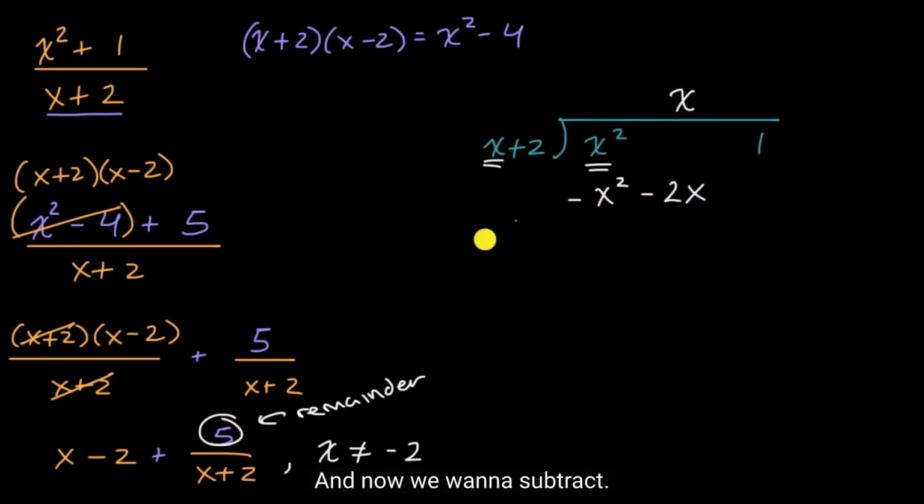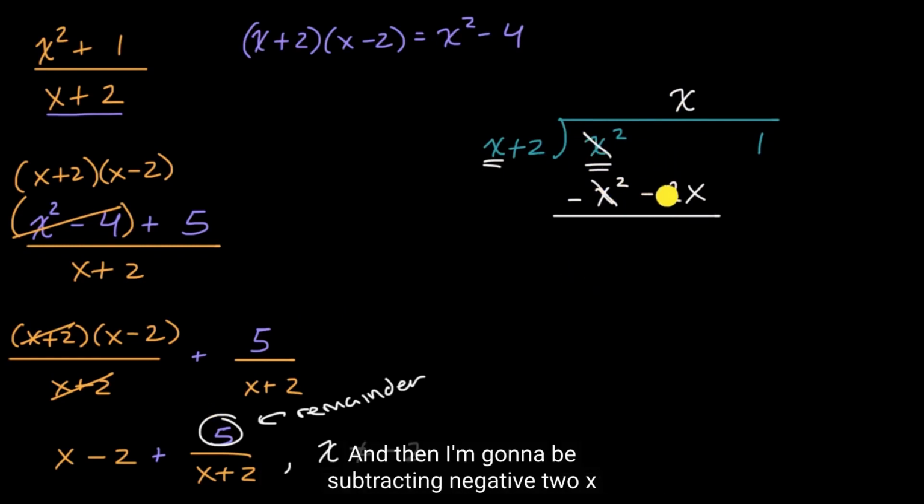And now we want to subtract. And so what is this going to be equal to? We know the x squareds cancel out. And then I'm going to be subtracting 2x from, you could view this as, plus 0x.